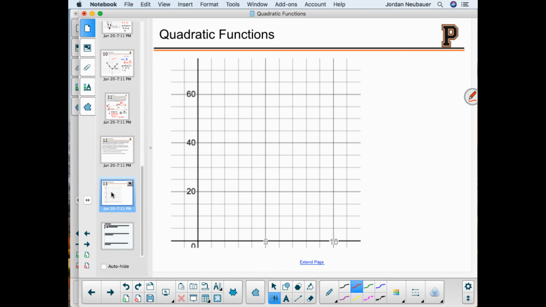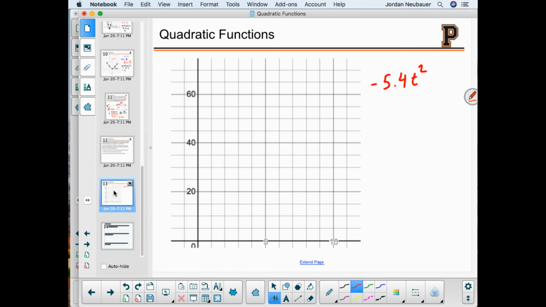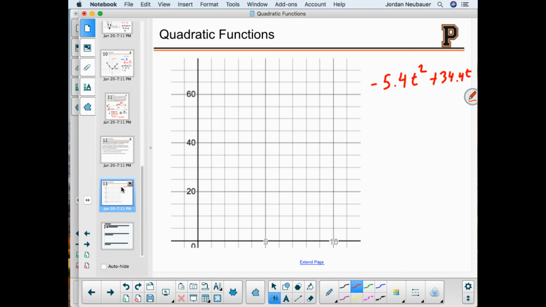So our equation was negative 5.4t squared plus 34.4t. That's our original equation. The first question just says graph it. Essentially, graph the equation and what do portions of the graph where h is greater than 0 represent, given the context? What does the end behavior of the graph represent?